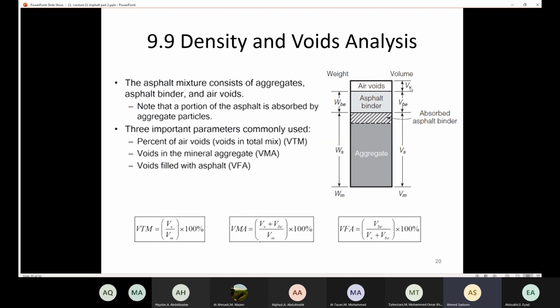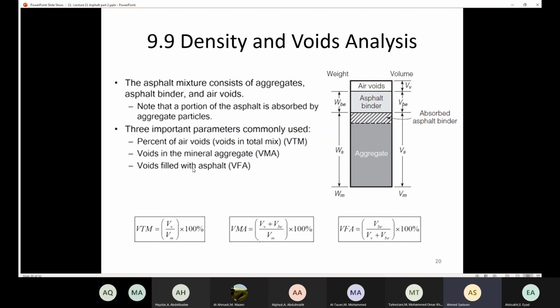So in this case, the V sub V and V sub BE are going to represent the voids because of the aggregate. If I put the aggregate alone, then this one is going to be a void, and this one also is going to be voids. So VMA is going to be V sub V plus V sub BE over V sub M, the volume of the mixture. This one is the VMA, the voids because of the mineral aggregates.